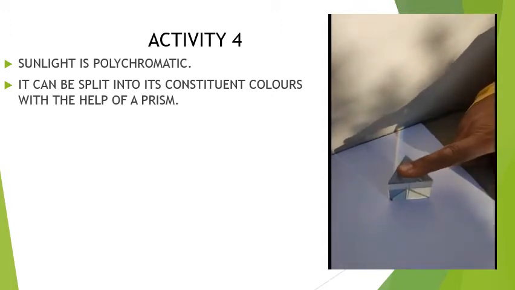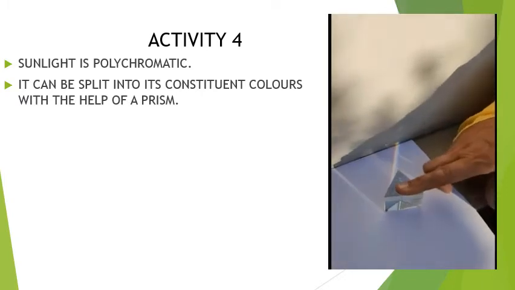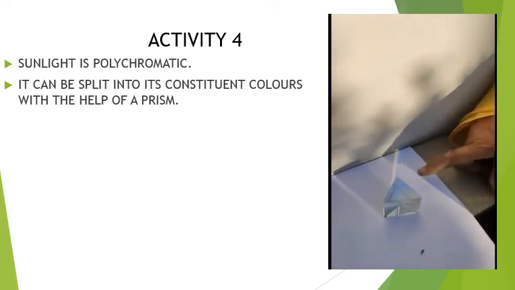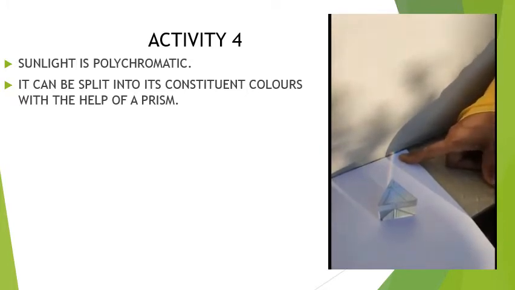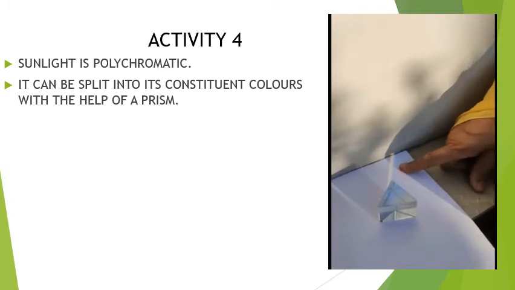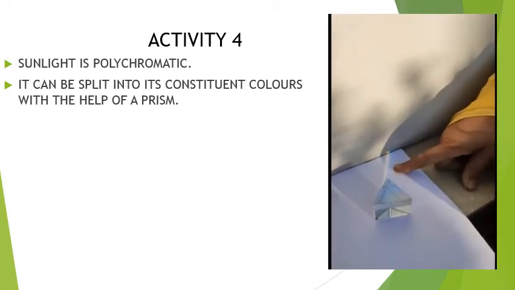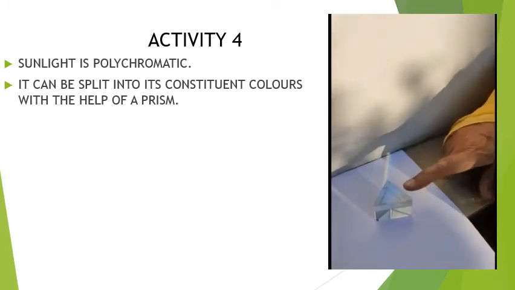This prism is able to separate all the different colors present in the sunlight. Again, this is a proof that sunlight is made up of 7 different colors. We can learn these colors with an acronym VIBGYOR.